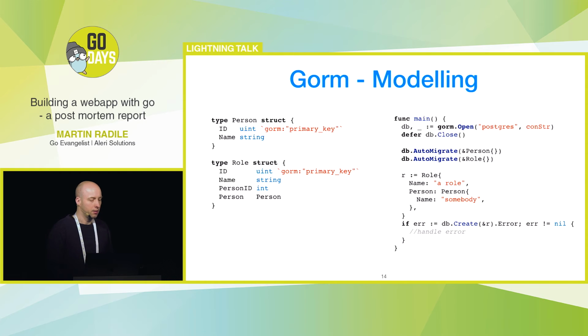On the right side, Gorm opens a new database connection handle, and by executing the AutoMigrate functions, all tables are populated to the database if they don't exist, or updated if needed. In the next statement, we create a nested instance of our structs and tell Gorm to save them to the database. Gorm creates two new rows, one for the role and one for the person, and takes care of adding PersonID to the role entry as a foreign key.